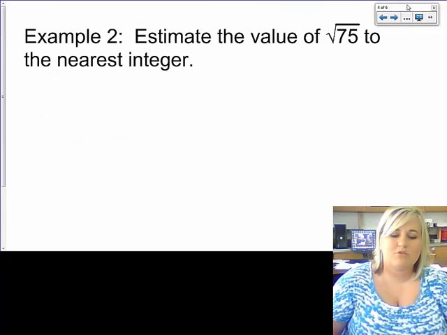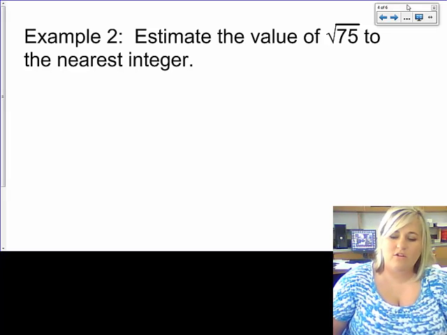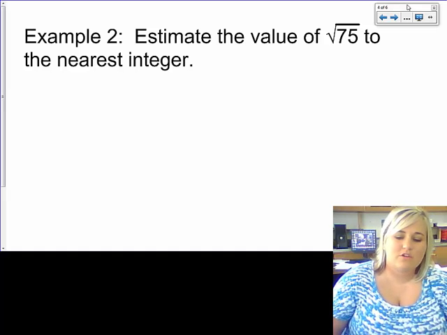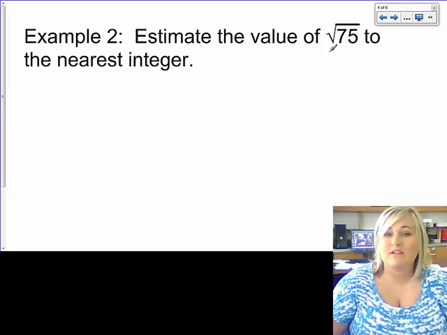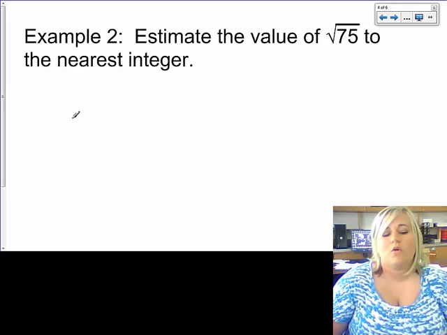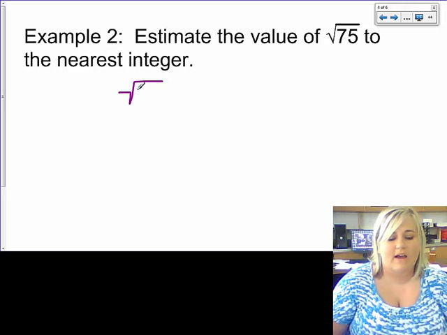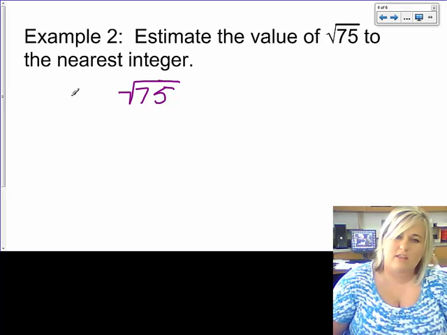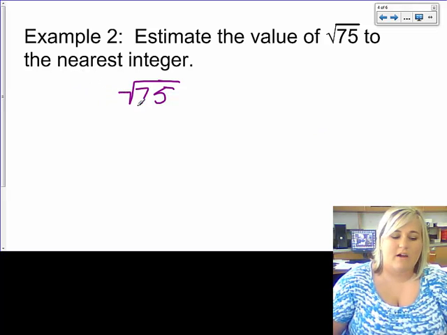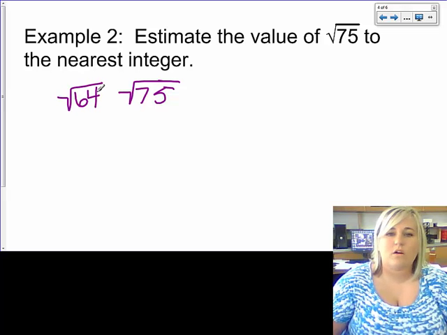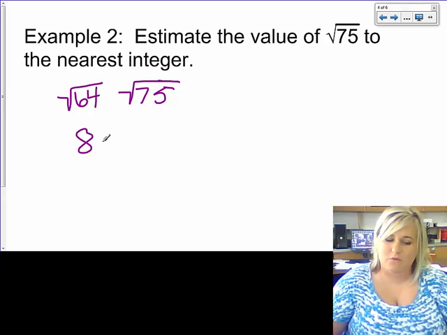Okay, so example 2 says to estimate the value of radical 75 to the nearest integer. So some different ways that you can do this. First of all is by using the perfect squares that you should now know from the 20 that you listed out. Radical 75. Is this a perfect square? Obviously not, because you don't have it in your notes, but we're going to find out the perfect squares that are. So I know that to the left of 75, the nearest perfect square that is smaller than 75 is radical 64, and the square root of 64 is 8.